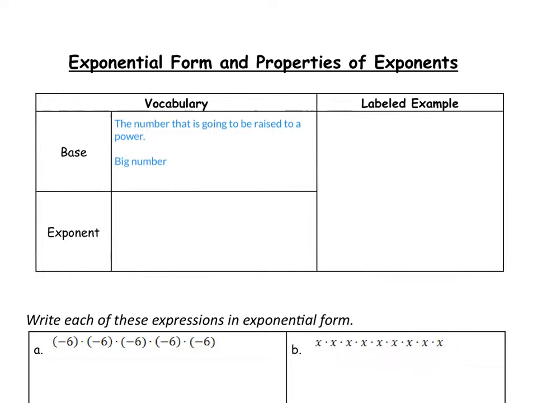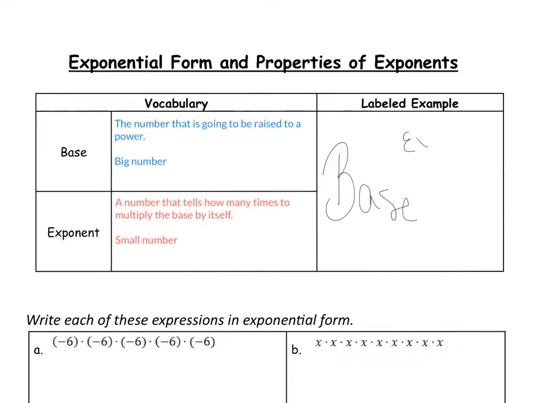The other word that you're asked to deal with is the exponent. The exponent is a number that tells how many times to multiply the base by itself. In less mathematical terms, it's the small number. When we see that exponent, we've got to remember that it's not telling us the number to multiply by, it's telling us how many times we want to multiply that base. So the labeled example would be: base is raised to an exponent.